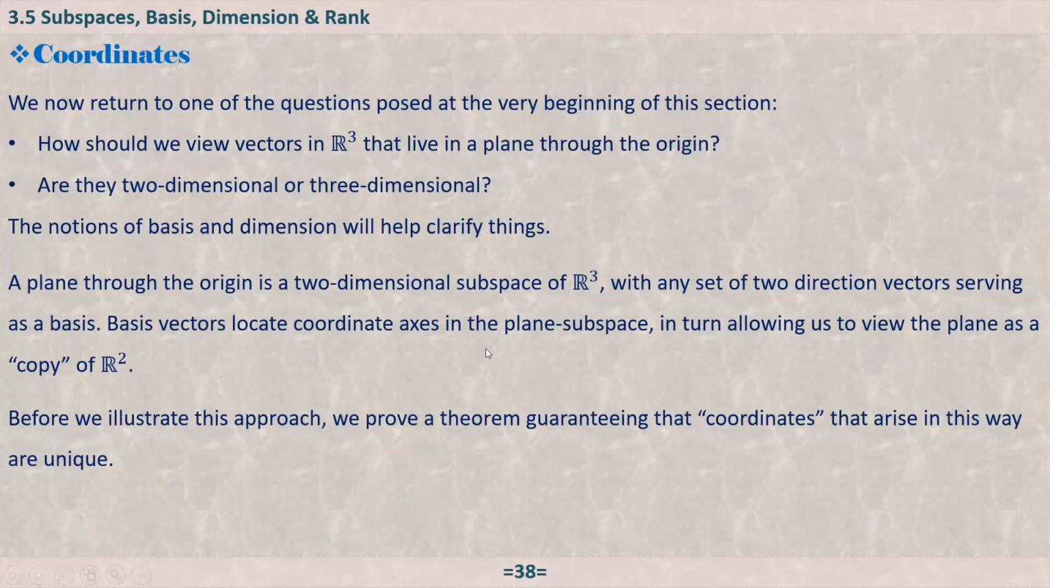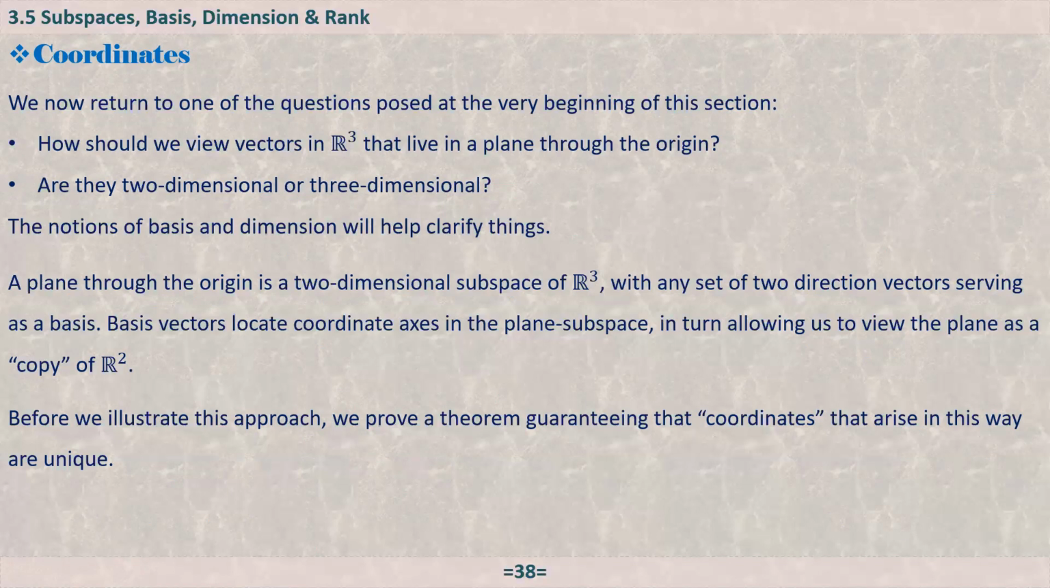Okay. So now we will talk about the last section of this subchapter, that is subspaces, basis, and dimension. That is the coordinates. After that, I'll finish the class. We have two examples. We now return to one of the questions posed at the very beginning of this section. How should we view vectors in R3 that live in a plane through the origin? Are they two-dimensional or three-dimensional? The notions of basis and dimension will help clarify things.